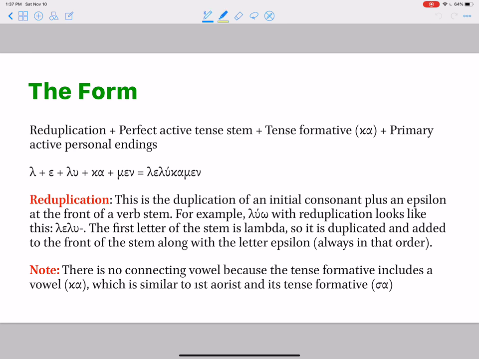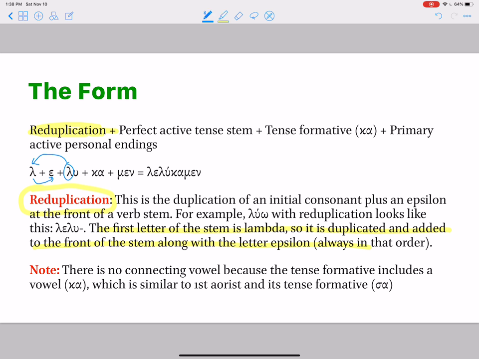So let's talk about the form. We have this new thing called reduplication, and you can see I have the definition of reduplication here. Basically, all this does is it takes the first letter, so in this case for luo we have lambda, and it duplicates it and adds an epsilon right there. We see that duplicated and added to the front of the stem along with the letter epsilon. So you will always get that.